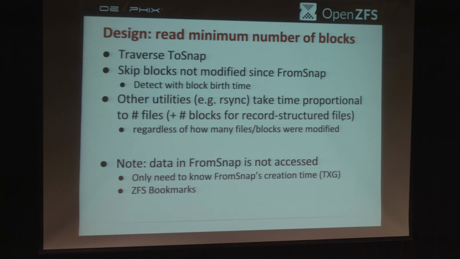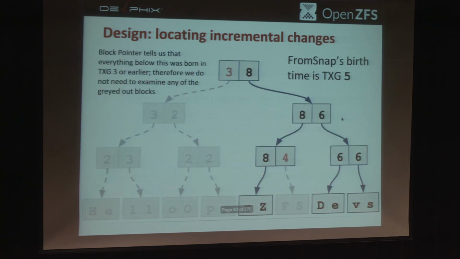As a side note, you don't even need the from snapshot to be around. The data in it isn't accessed. All you need to know is the creation transaction group, or checkpoint as Kirk called it. And so this is actually how ZFS bookmarks work. They record that transaction group. So let me walk through what ZFS Send would look like if you were doing an incremental send on this fake data set.